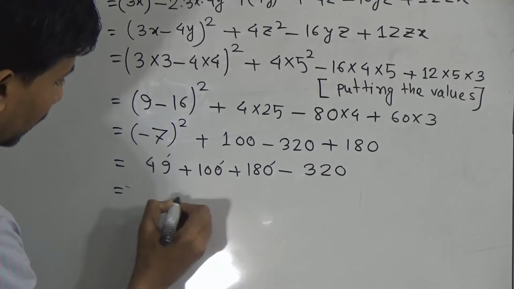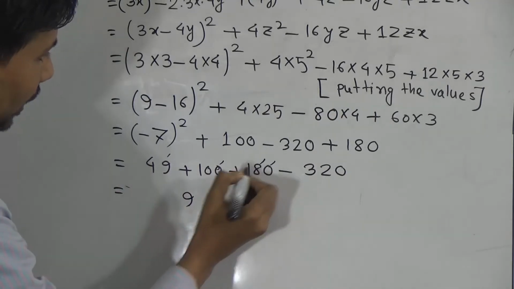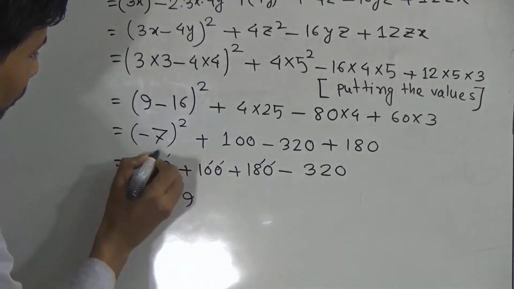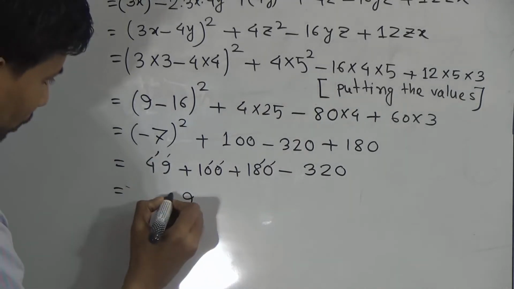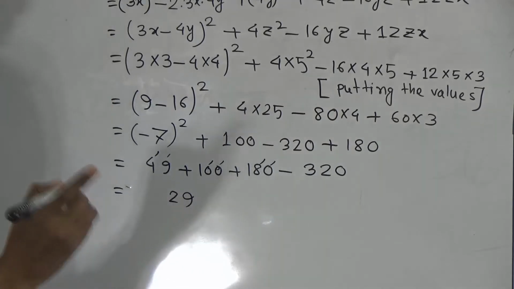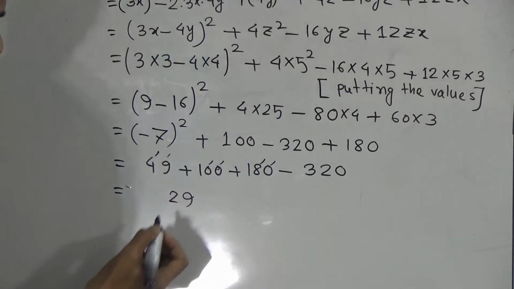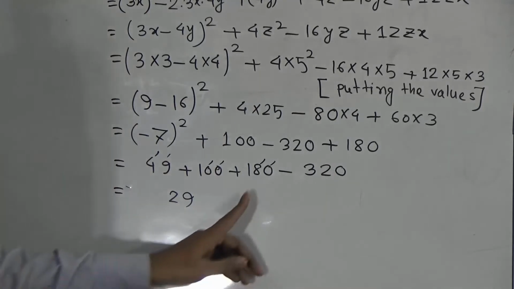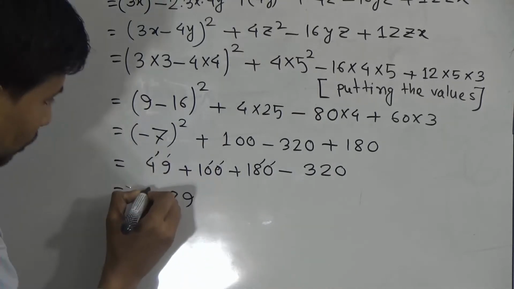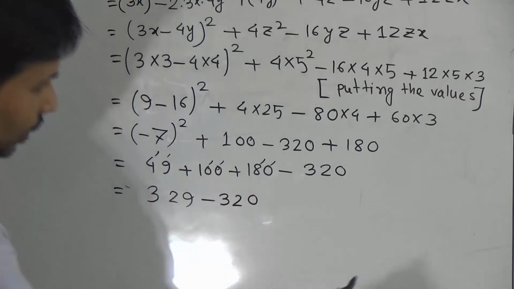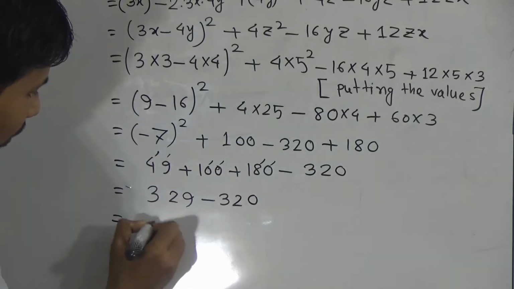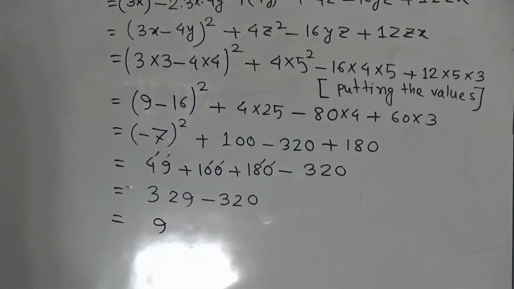0 plus 0 plus 9, that means 9. Then 8 plus 0 plus 4, this is equal to what? 8 plus 4 is 12. Put here 2, and you have 1 in your hand. 1 plus 1, this is equal to what? 1 plus 1 is 2, 2 plus 1 is 3. Put it now, then 320, 320. Now subtract, then you get 9. Okay dear student, this is the required result. Okay. I hope you understood.